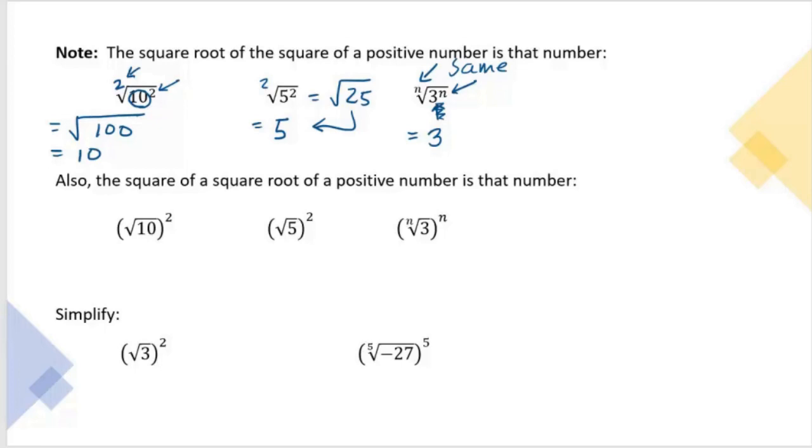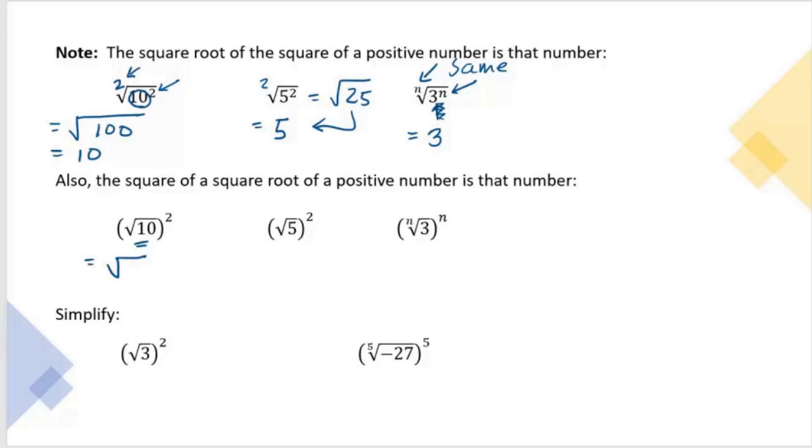So that's true if I raise the number under the radical sign, the radicand, to the exponent first and then try to take the square root, or if, like this, we take the square root of 10 and then raise it to the power of 2. You can think of that in a number of different ways. Let's see what we get.